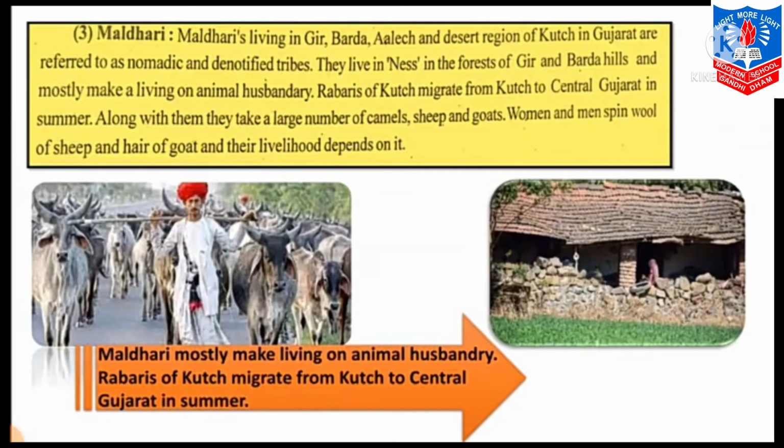Now, the third tribe is Maldari. In Gujarat, Maldaris reside in Gir, Barda, Alech and the desert region of Kutch. These Maldaris live in nests in the forest of Gir and Barda hills, and they make their living on animal husbandry only. The Rabaris, meaning Maldaris of Kutch, migrate to central Gujarat in summer, taking a large number of camels, sheep and goats with them.